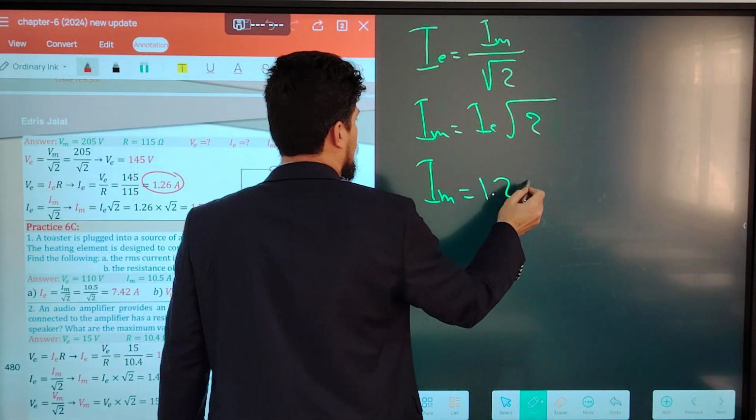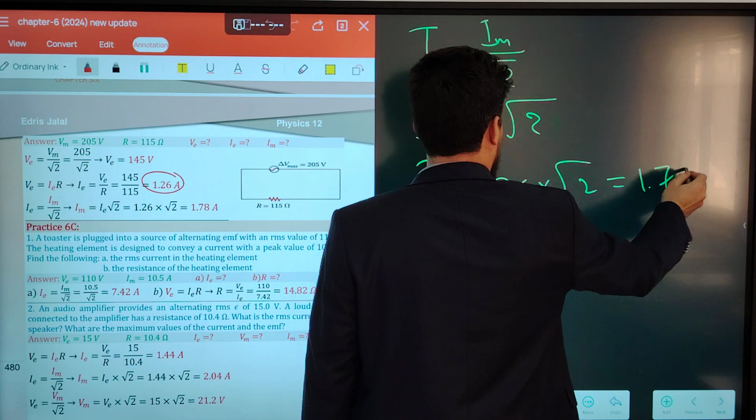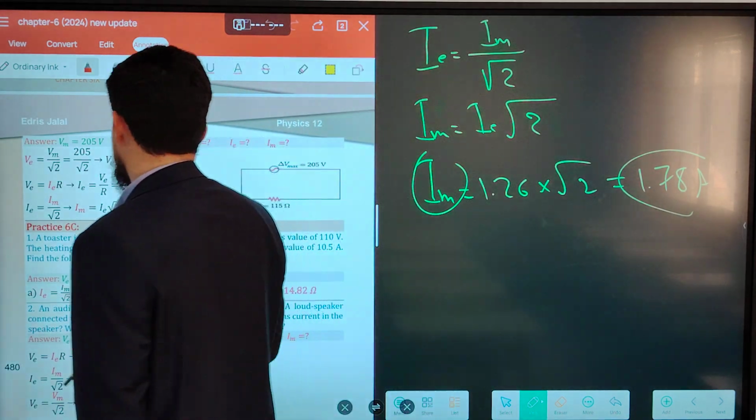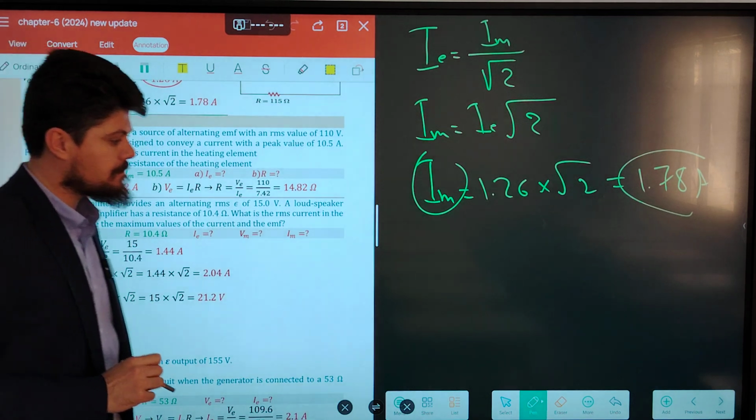IE is 1.26 times radical 2, which gives 1.78 ampere. IM is always bigger than IE. Practice section, question 1.